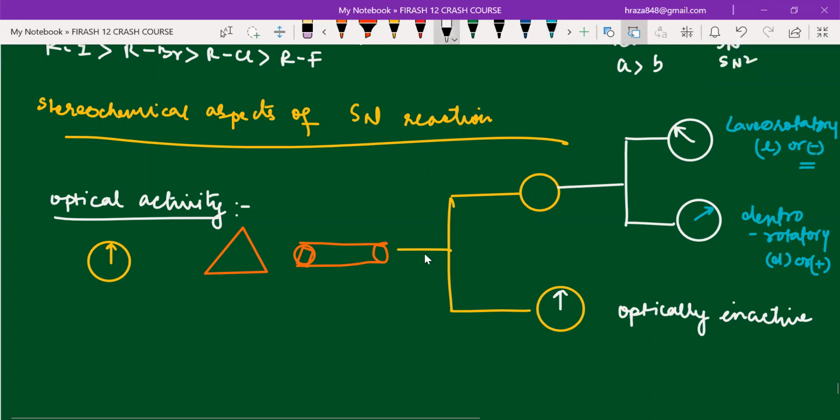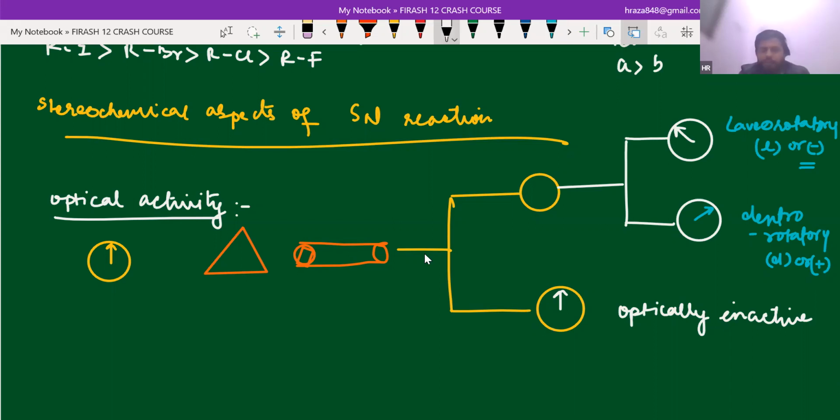So this is how we know in the laboratory whether it is optically active or inactive. Basically, we need to know which is optically active and optically inactive. In order to know this, we need to know some terms like chirality, enantiomer, and chiral, achiral. Have you heard of this? Okay, so let's start.